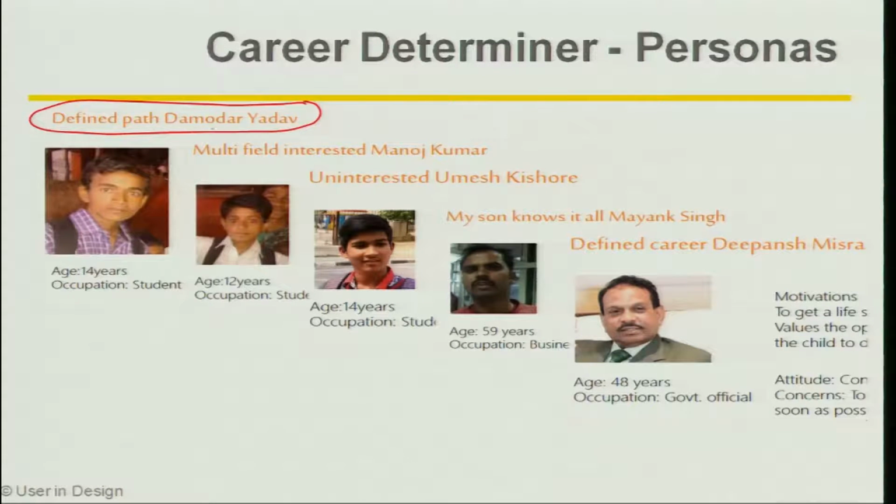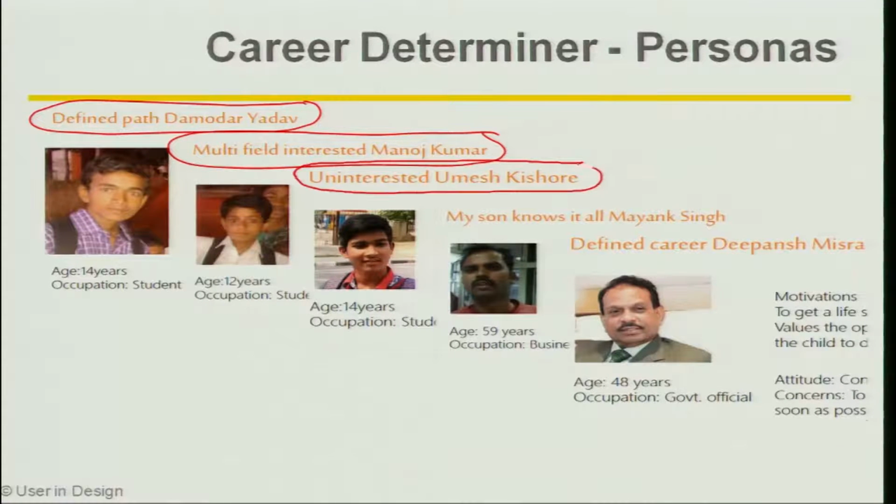This is Defined Path Damodar Yadav. Defined path, he's very clear about what he wants, right? Multi-field interested Manoj Kumar. He's interested in lots of different fields, so he's not really sure what he would like to do. Uninterested Umesh Kishore. He's generally not really bothered. It's like, I don't know what I'm going to do. Who cares? Now, this is a father, right?